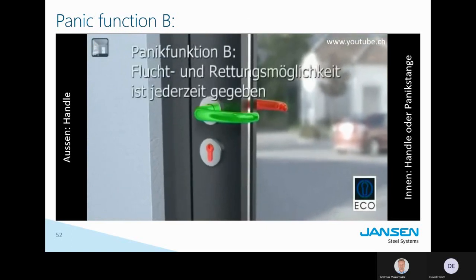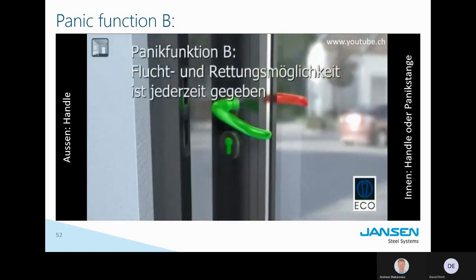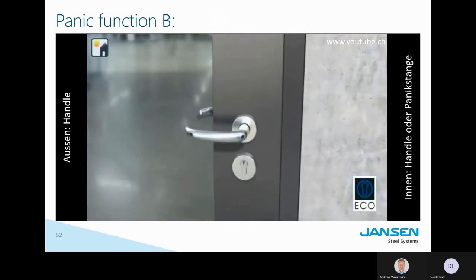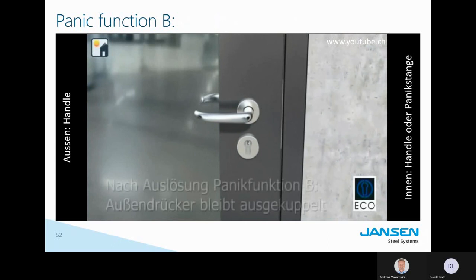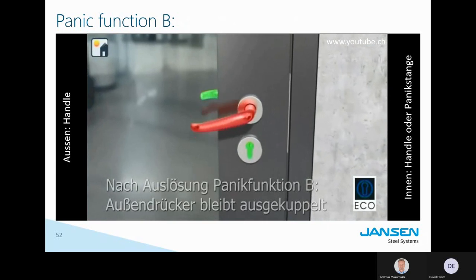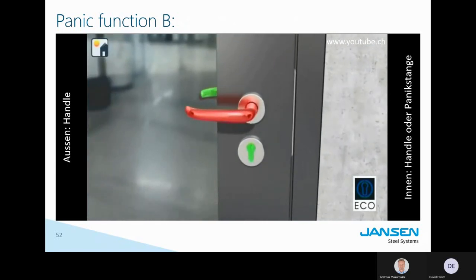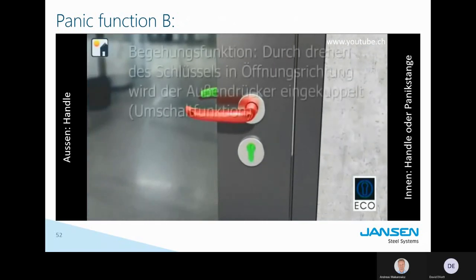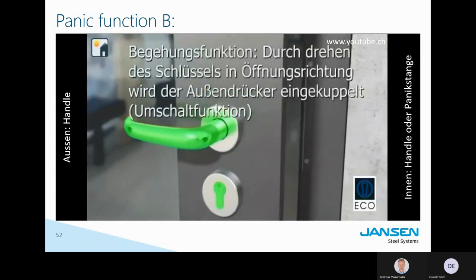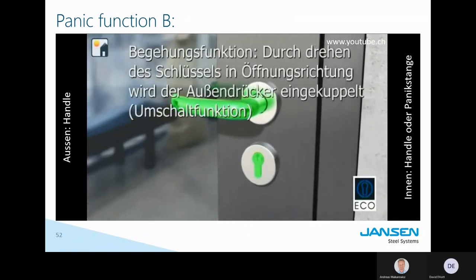On the inside, the handle is always active, even if you lock the door. So it overrides the lock. The handle overrides the lock and allows you to escape from the building. So if you lock the door, it's always locked on the outside. You cannot get in. From the inside, you can always escape. You can always open it. The handle will override the locking function. So this would be B, and you have handles on both sides.